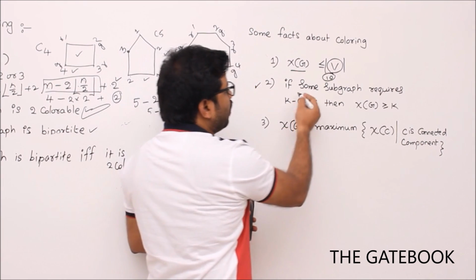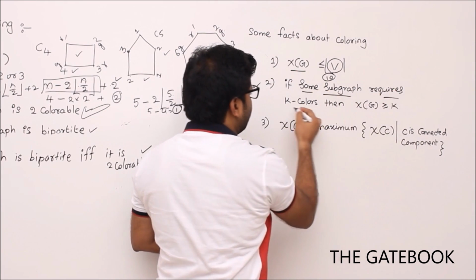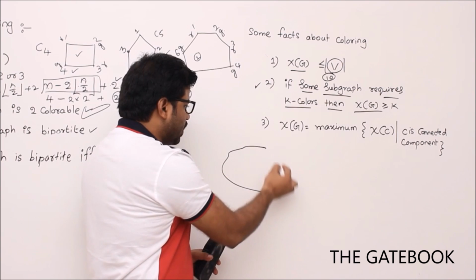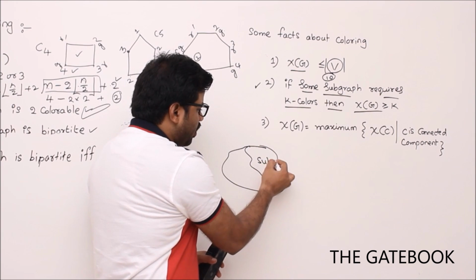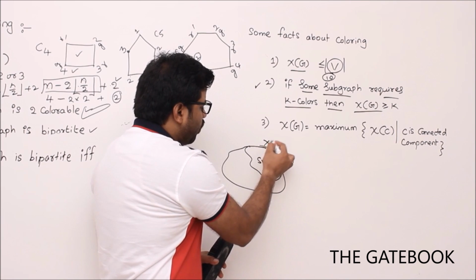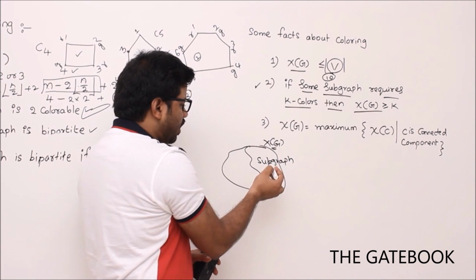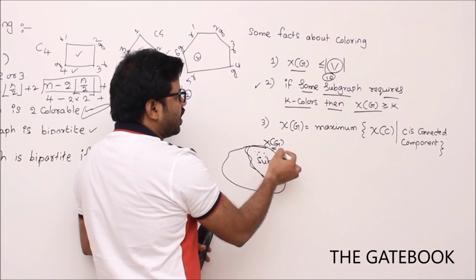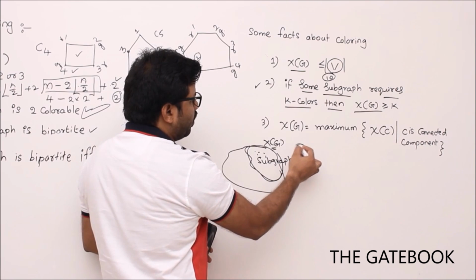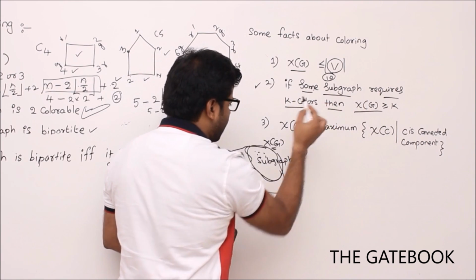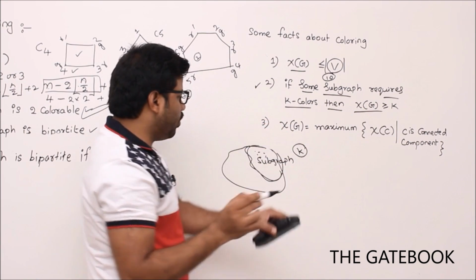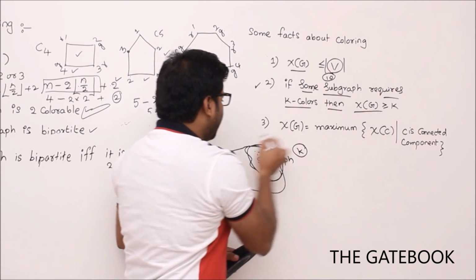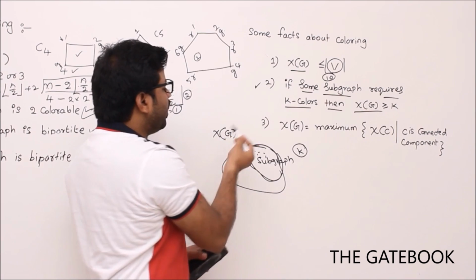Second one: if some subgraph requires k colors, then the chromatic number is definitely greater than or equal to k. Example, you have a graph and this is, let's say, a subgraph. What is chromatic number? The minimum number of colors required to color this subgraph. Let's say the minimum number of colors required to color this subgraph is k. Then definitely this subgraph requires at least k colors, so the chromatic number of the whole graph is greater than or equal to k.